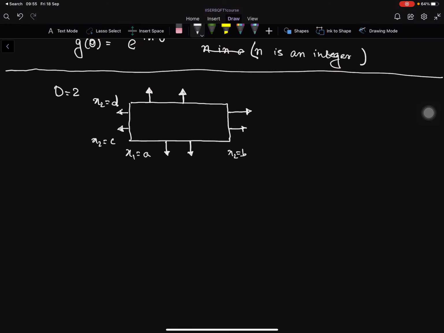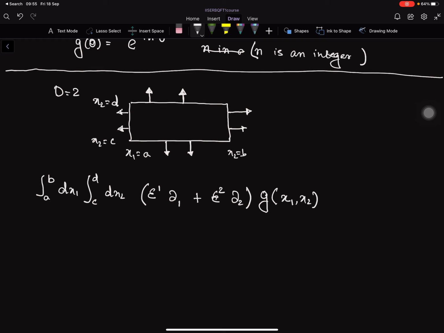So let's say now we are interested in computation of the integral from a to b dx1, the integral from c to d dx2, of some epsilon 1 del 1 plus epsilon 2 del 2 acting on some g, which is a function of x1 and x2.